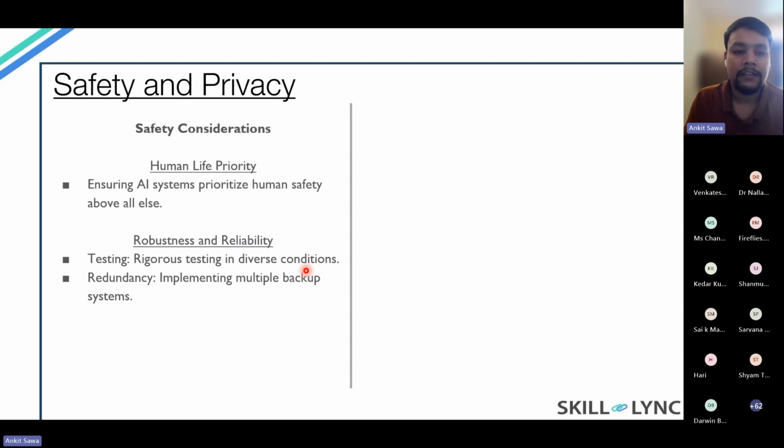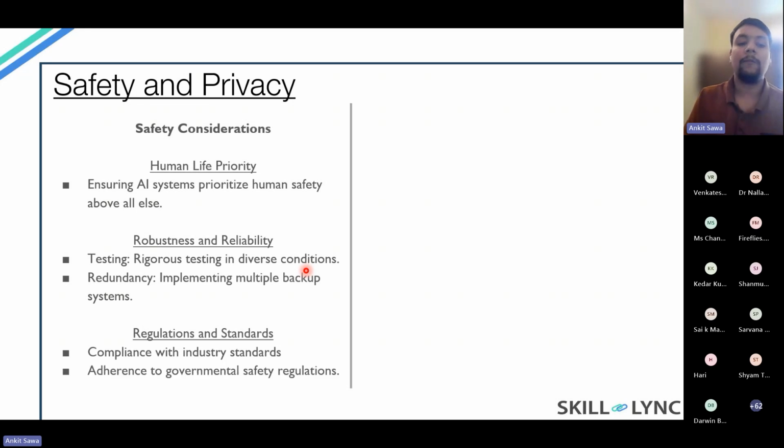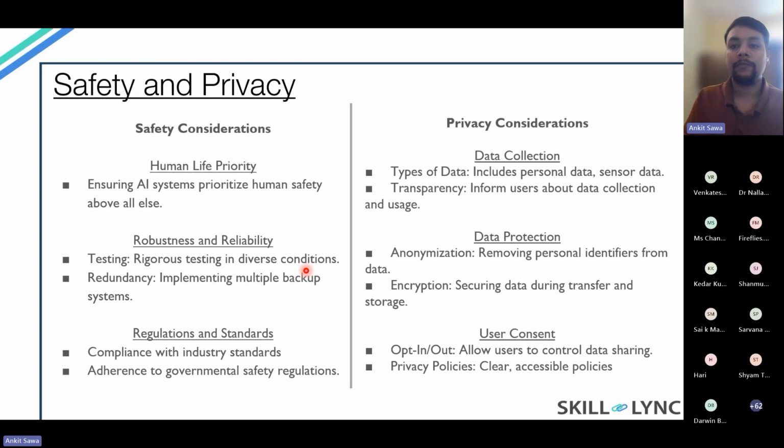reliable, right? And some regulations and standards: different industries have different types of compliance and standards defined. So AI systems have to comply with all those standards and adhere to the government safety regulations.